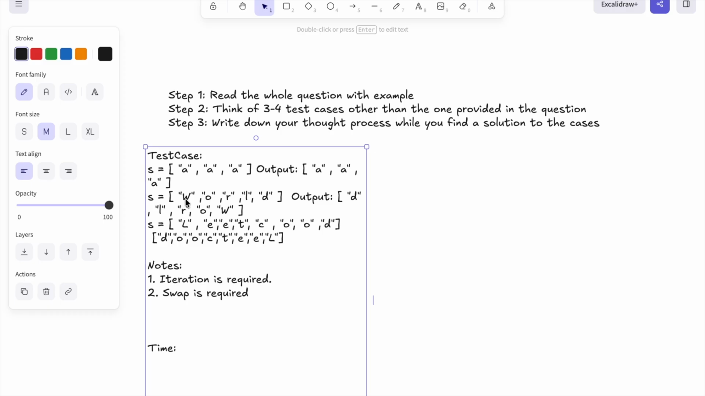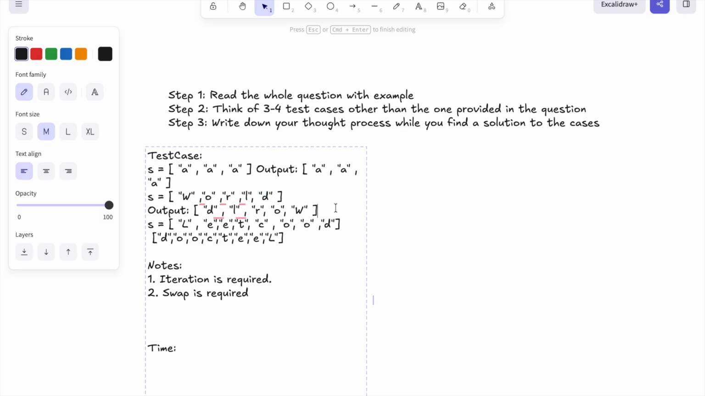So iteration is also required. If we try to do a swap of this, W would be swapped with what? Should I swap it with O? That doesn't make sense. It will give you OW. If I try to swap it with R, it will give you ROW. That is also not the reverse. If I do it with L, then also it will not work. But if I do it with D, that is the last index, we will be able to get two things sorted out.